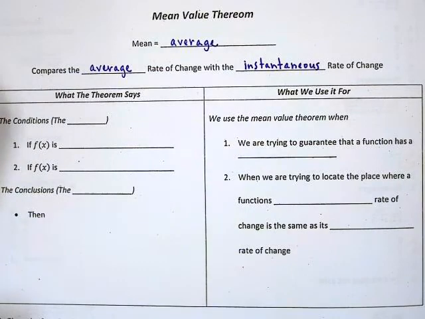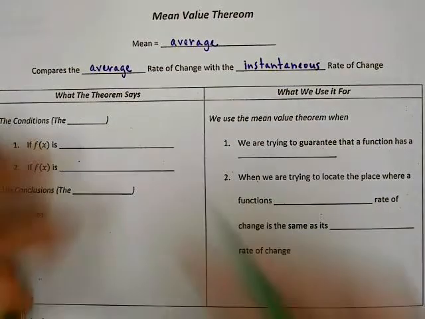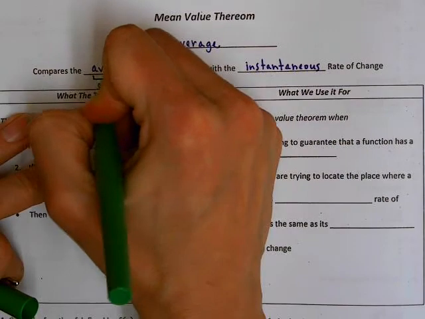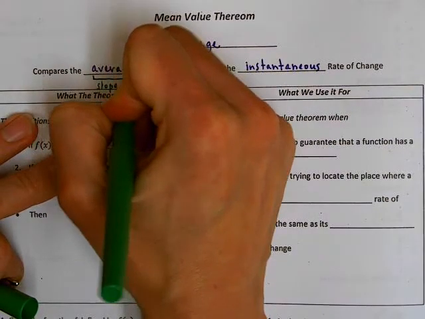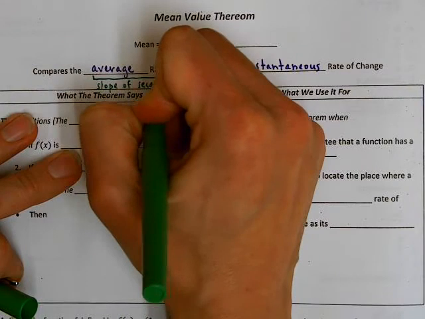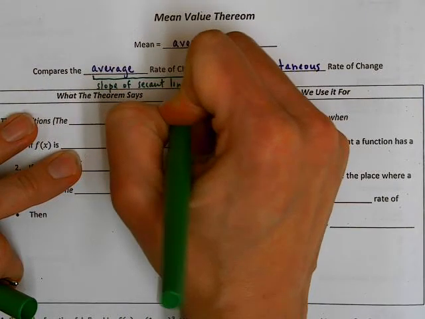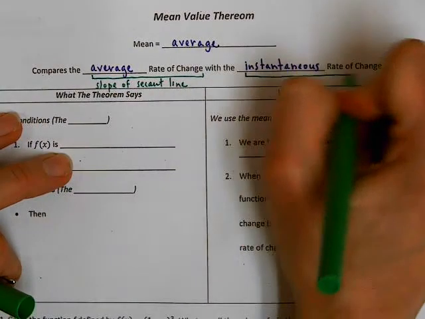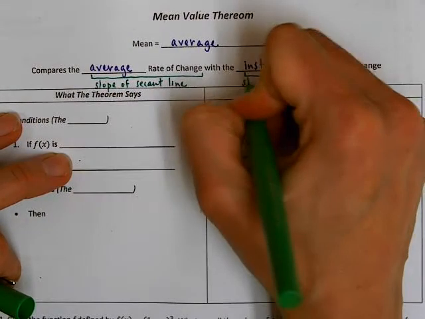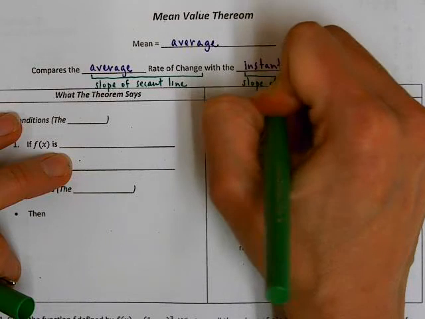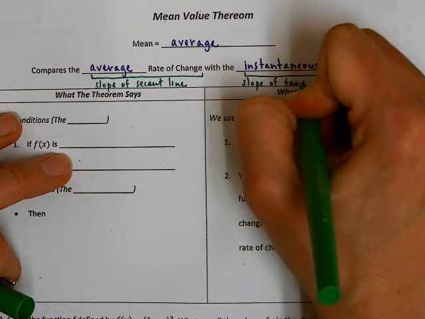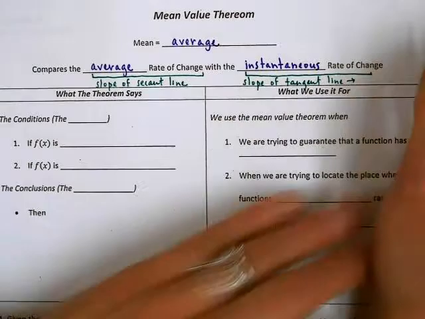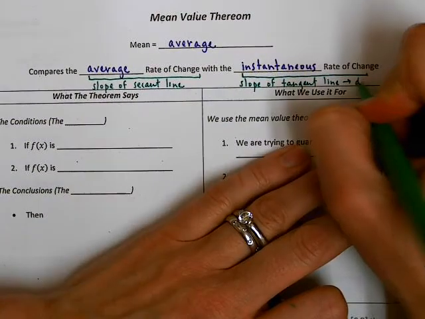Now, remember also, when we're talking about the average rate of change, we're talking about the slope of the secant line, or what we think of as our regular slope. But when I'm talking about the instantaneous rate of change, I'm talking about the slope of the tangent line, which we all know by now is our derivative.